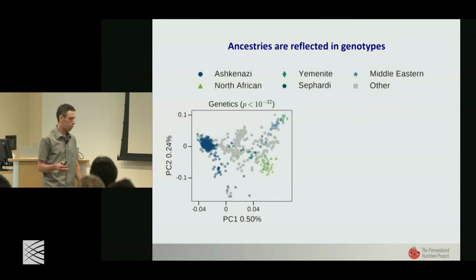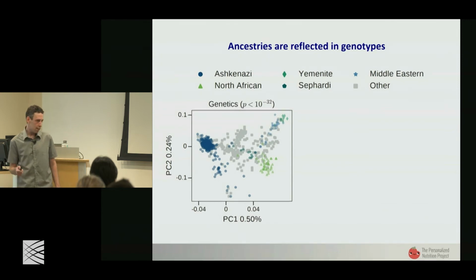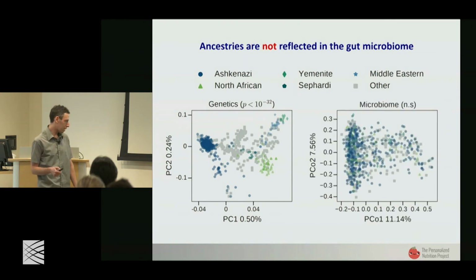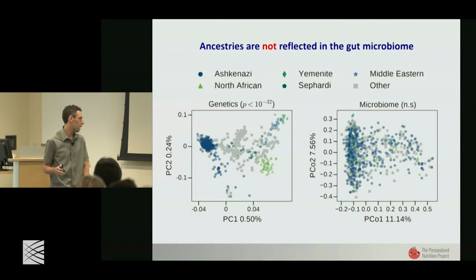So the ancestries are strongly reflected in the genotypes, and then we tried to do the same thing for the gut microbiomes, and we didn't see anything. There was no correspondence between these top principal components and the gut microbiome composition, meaning that individuals from the same ancestry do not have more similar gut microbiomes to each other than just a random pair of individuals. So this didn't look too good. So we decided to just look at the ancestry, to not even look at the genetics.